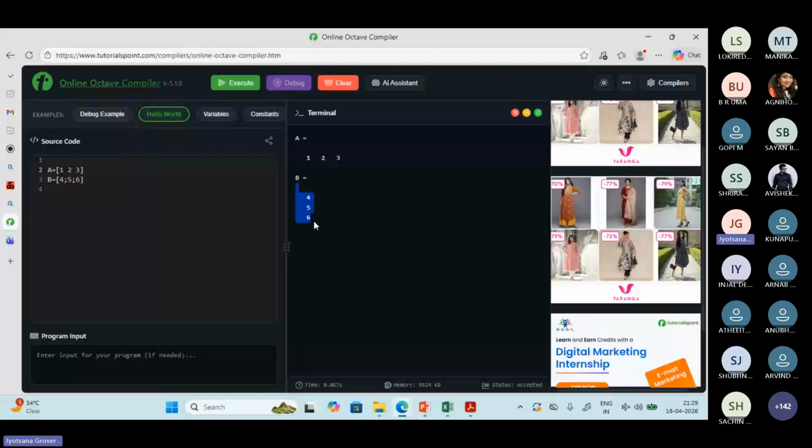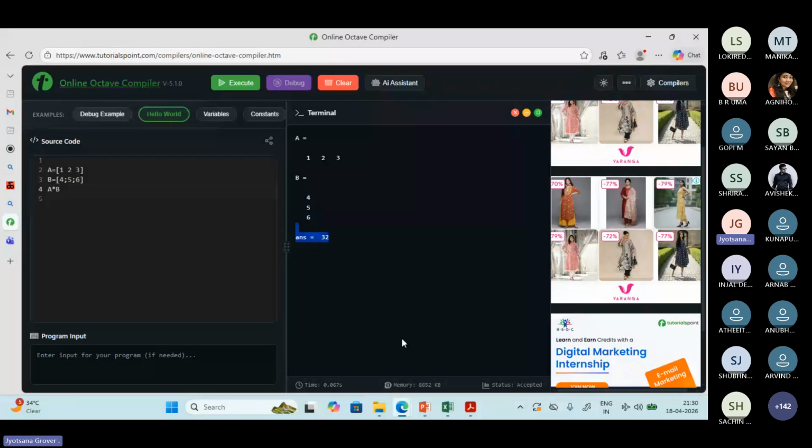So the result, when you say AB, will be 1 into 3 times 3 into 1, so 1 cross 1. So 1 into 4 is 4, plus 2 into 5 is 10, 10 plus 4 is 14, plus 3 into 6 is 18, 14 plus 18 is 32.